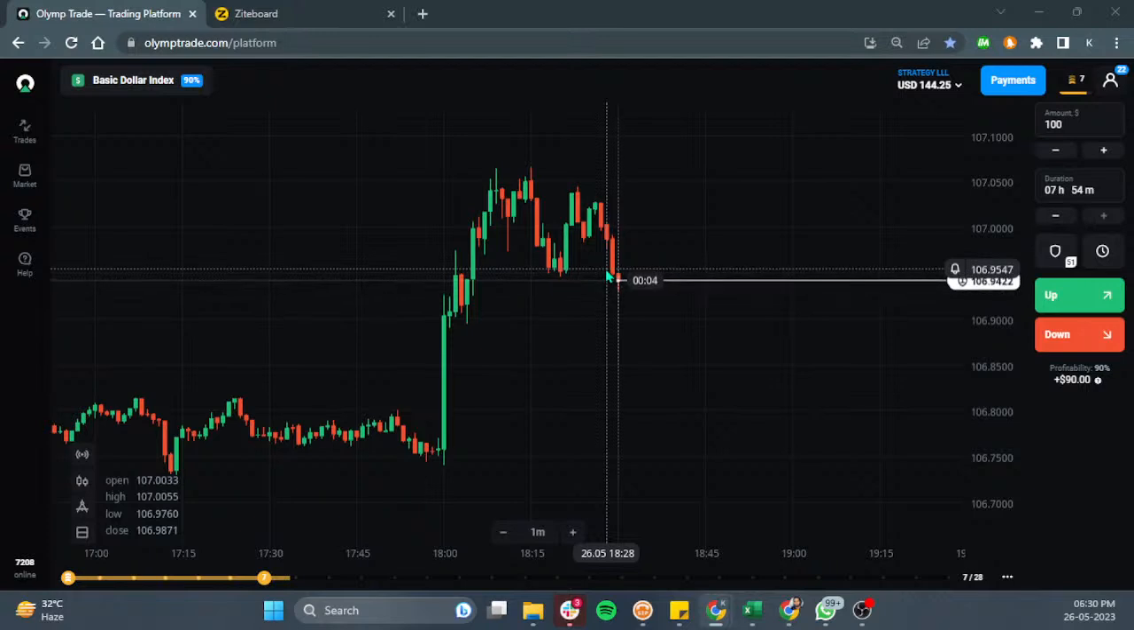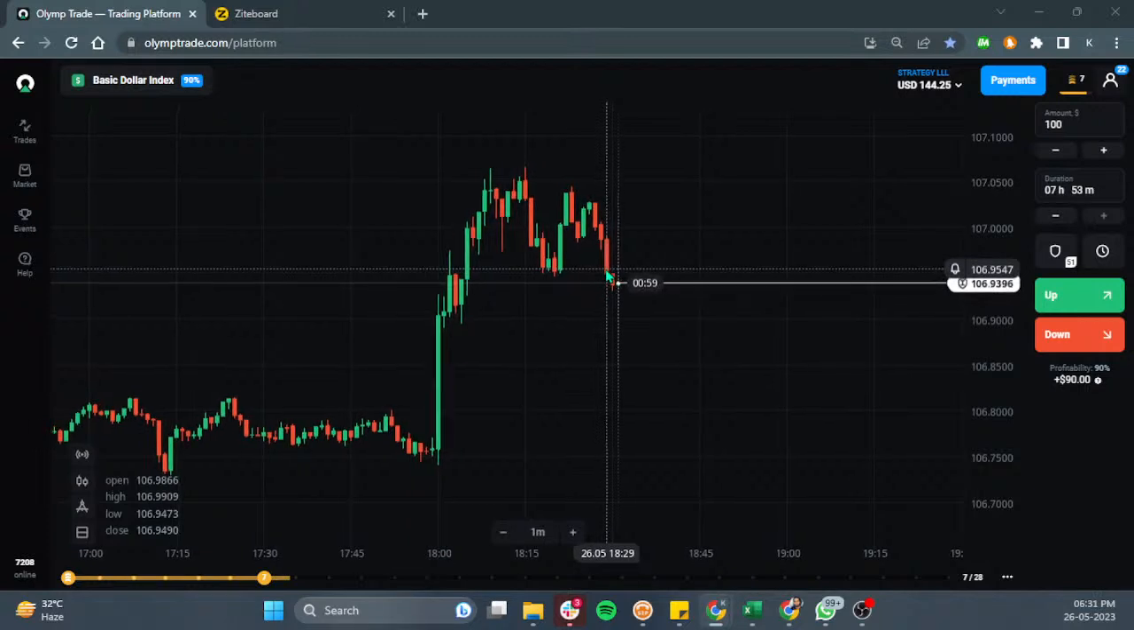I'll make sure that we have a proper and brief elaboration about how to work upon this strategy, where to trade, and where to avoid trading.